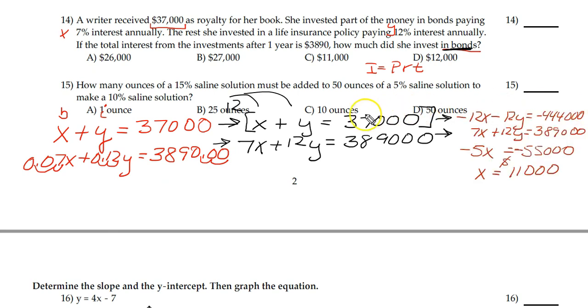So multiplying through now by a negative 12, this gave me a negative 12x, a negative 12y, which is what I want, and that gave me a negative 444,000. Now I just copied this line underneath it. Here the 12y's cancel out, and I'm left with a negative 5x. And then here, when I do the subtraction, I'm left with a negative 55,000. I'm going to divide both sides by a negative 5. Negative divided by a negative gives me a positive 11,000. And that is our answer.